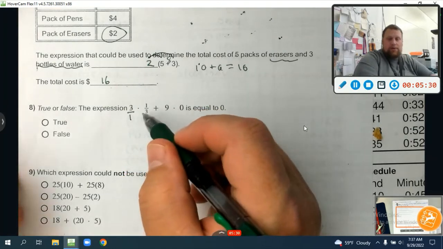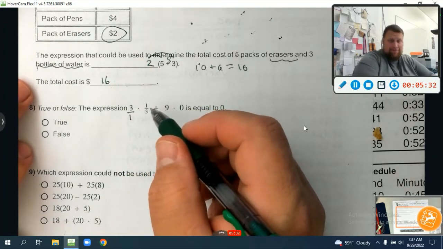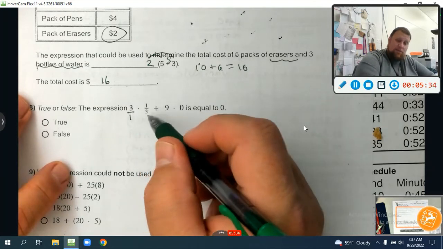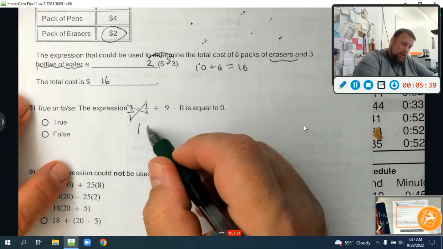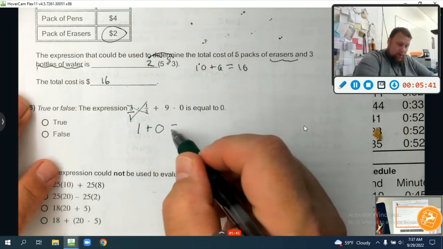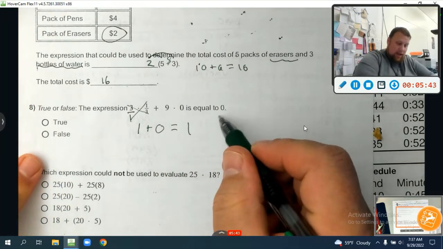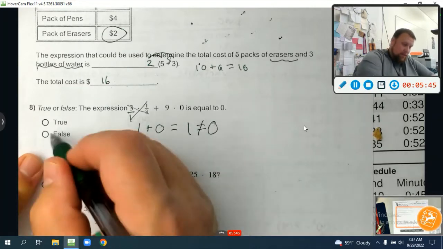These are reciprocals, and the multiplicative inverse tells us that when I multiply reciprocals, those are going to cancel out to be 1. And then plus, and what's anything times 0? 0, which equals 1. So this does not equal 0, making it false.